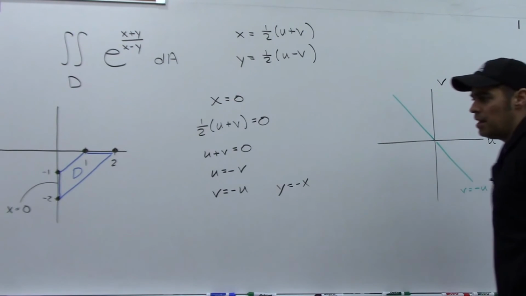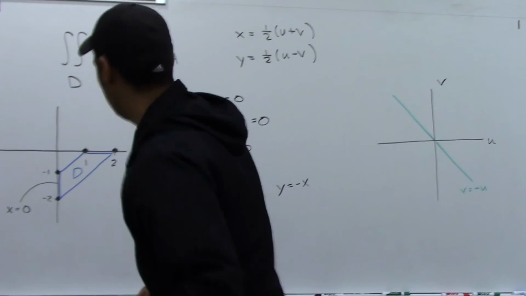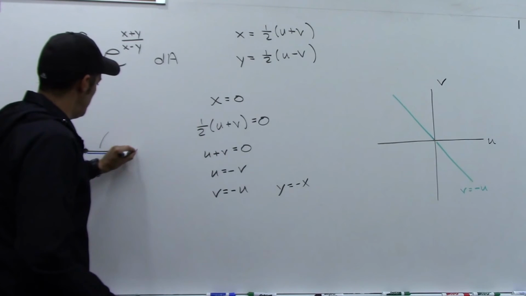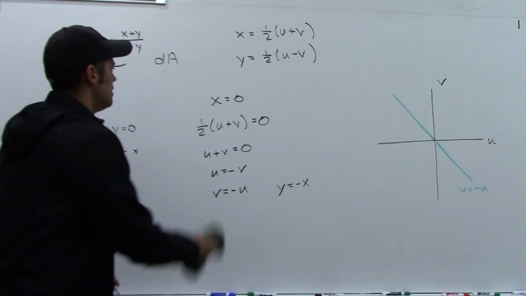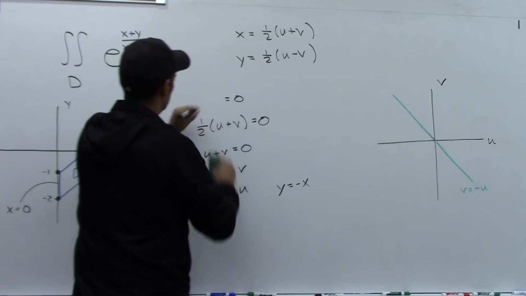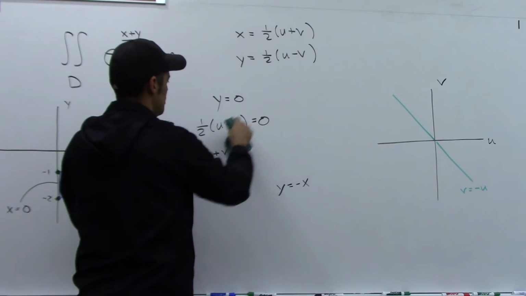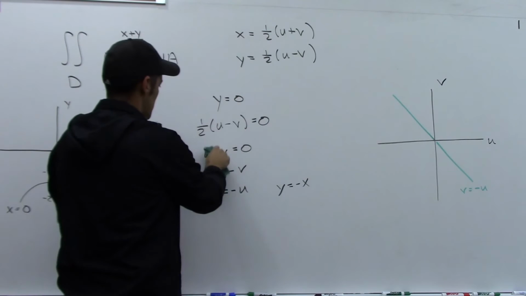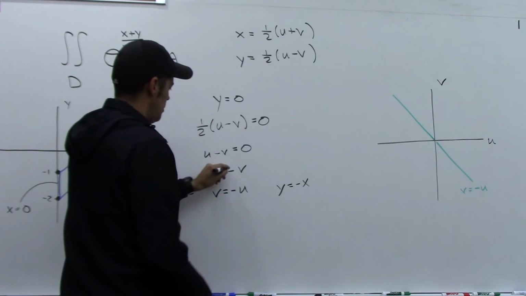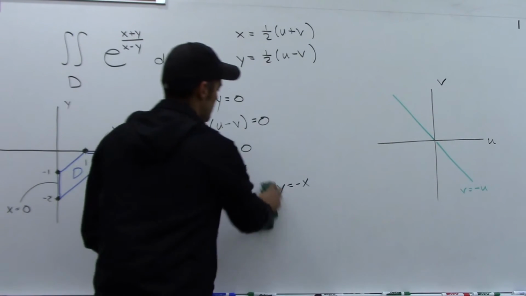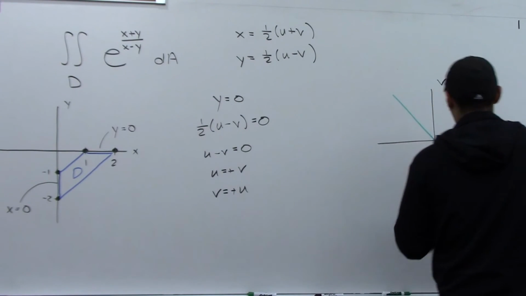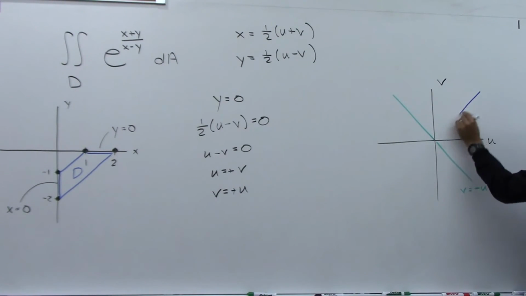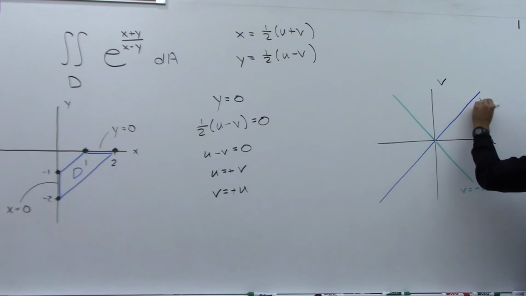Then I'm going to take this one because it's easy. Remember, this was x, this was y. This is y is 0. So if I write down y is 0, we use this equation, which changes that to a minus, changes that to a minus, changes that to a plus and a plus. So you get basically v is u, which would look like this. The diagonal, v is u.